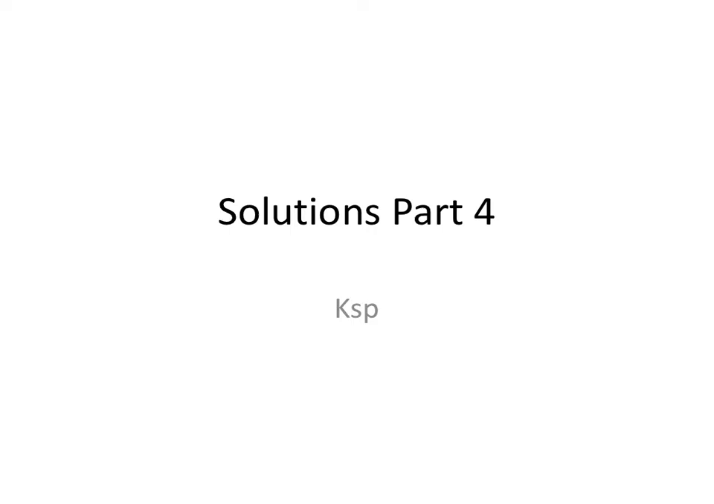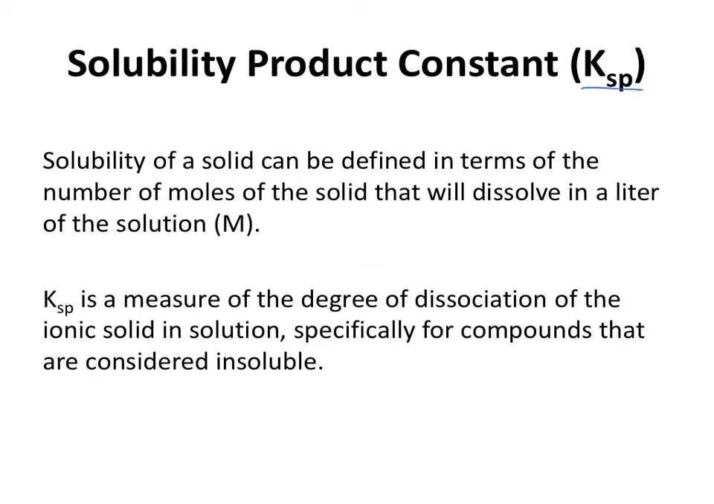In part 4 of these videos, I'm going to be talking about KSP and what it is and what it does. Let's get started. So KSP stands for the Solubility Product Constant. That's where the S and the P come from. And so essentially what we're doing is talking about the solubility of something, and typically we're talking about the solubility of something that is considered to be insoluble.